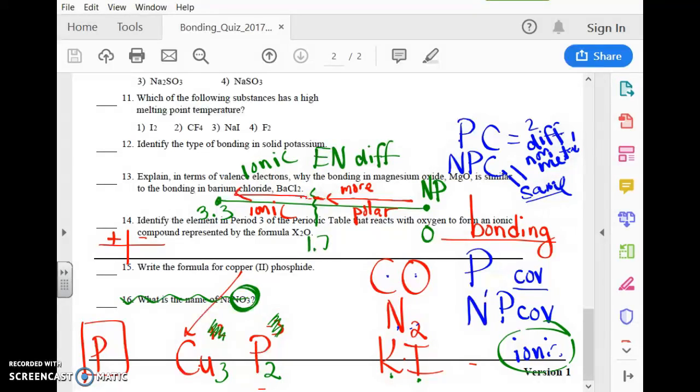I guess you could think of it this way. This one is so polar, you can think of it that way, 2 different elements, that it actually becomes ionic. That's a way to think about it. There is a relationship. It is a continuum. Well, okay, I hope that helps.